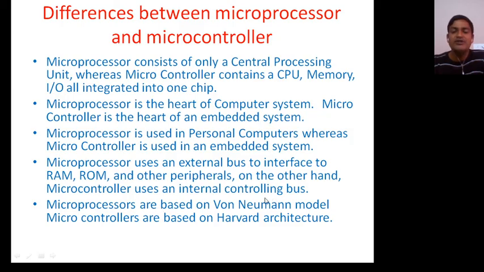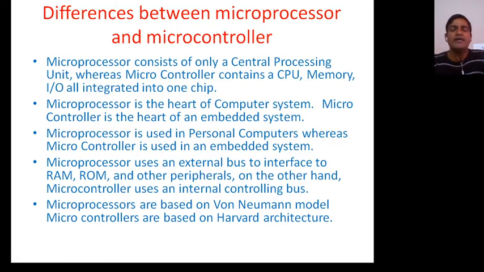A microprocessor is based upon the von Neumann model, and a microcontroller is based upon Harvard architecture. In von Neumann we have only one system bus, a data bus and address bus shared for data and code memory. But in a microcontroller based on Harvard architecture, we have separate address and data buses, or you can say system buses, for data and code memory. This is the basic difference between microprocessor and microcontroller.